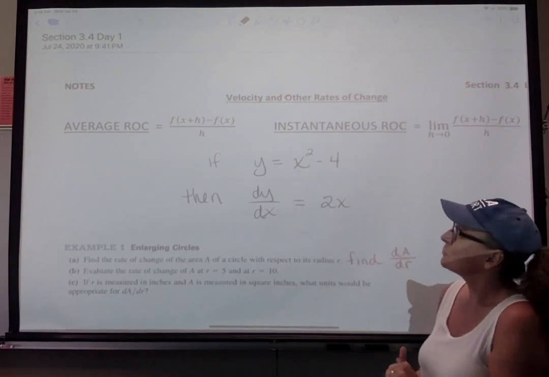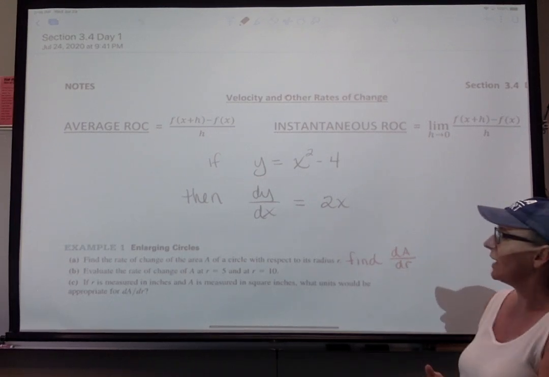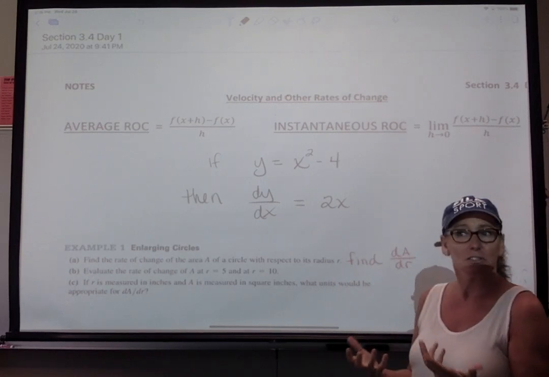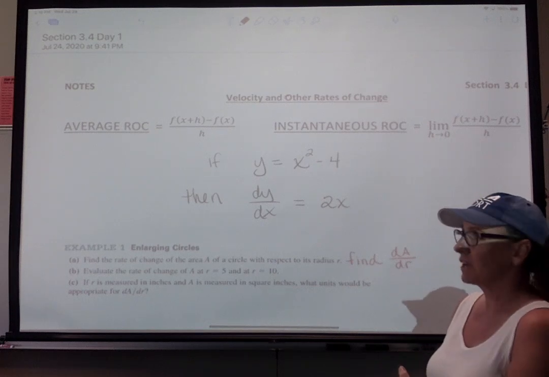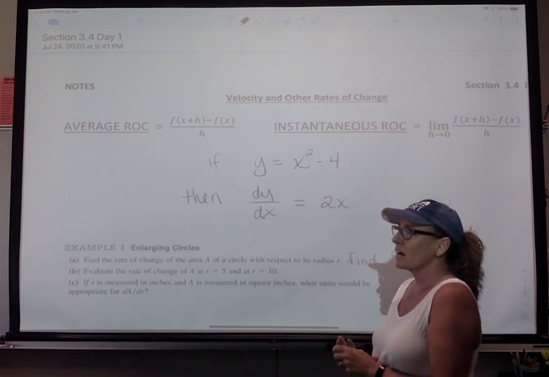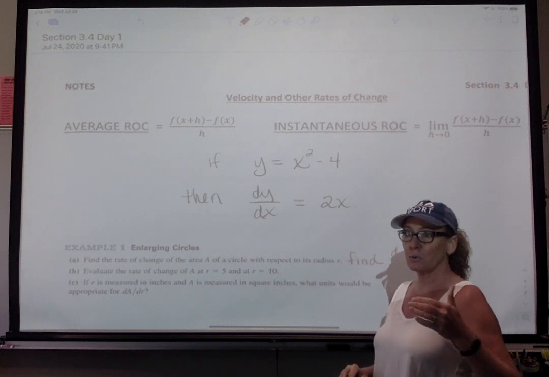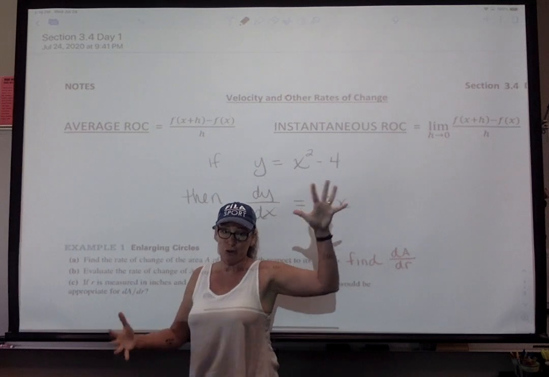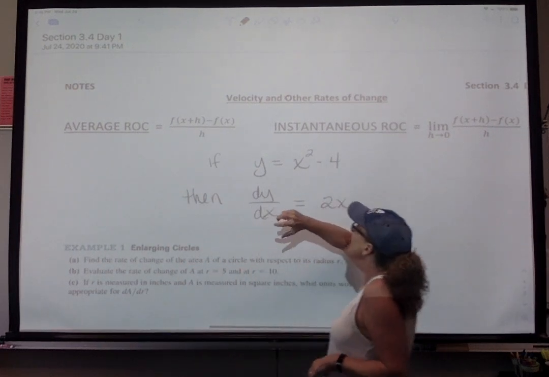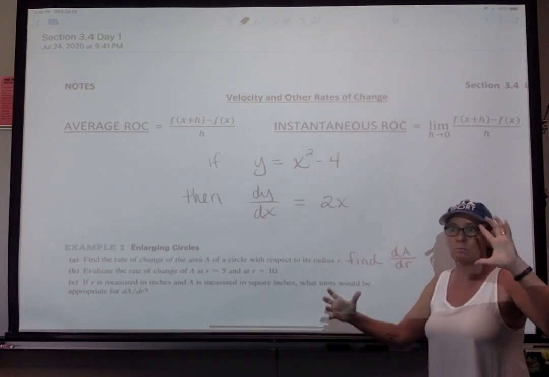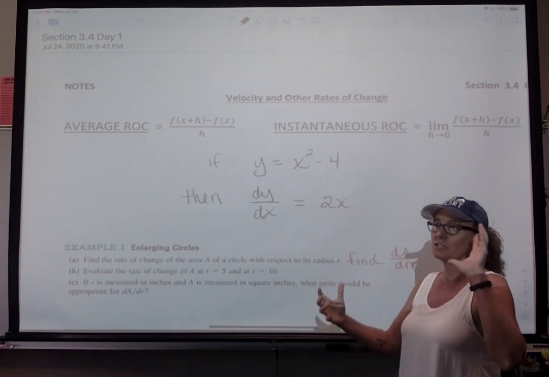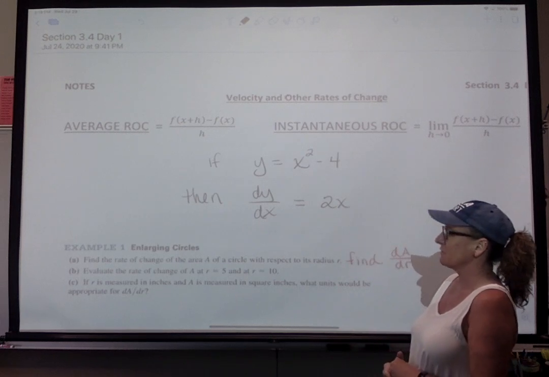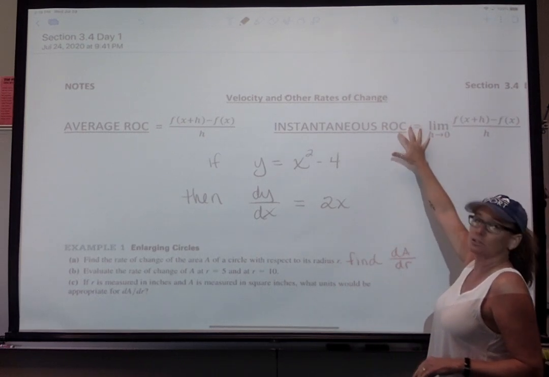Hey guys, I have your notes pulled up for section 3, day 1, and up at the top we're going to be talking about velocity as a rate of change and other types of rates of change. Keep in mind that back in chapter 2, I started you on average rate of change using 2 points. It's just slope. And instantaneous rate of change, that's where we move the 2 points closer together, so as the distance between them approaches 0, instantaneous rate of change. Remember, this is derivative.